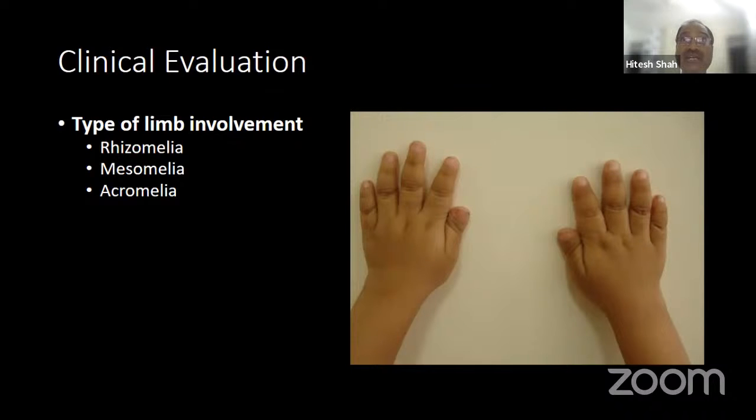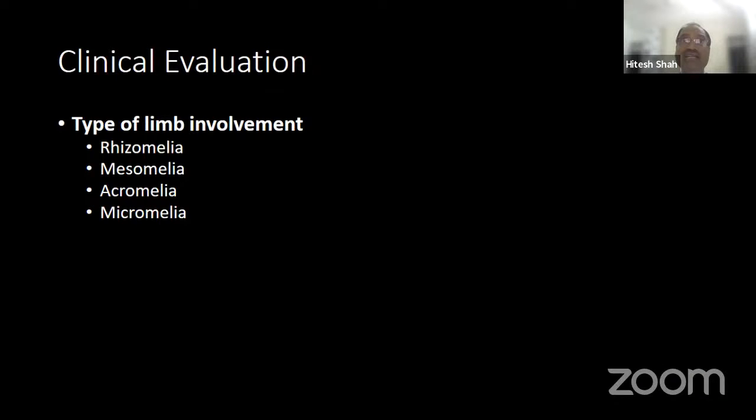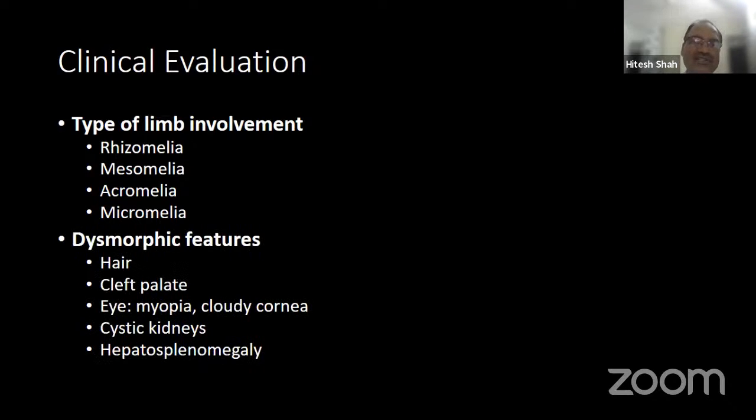Many times it will be a combination of all, and then it is called micromelia, where the entire limb is short. So that is important to know for the clinical evaluation. Then we come to the dysmorphic features.